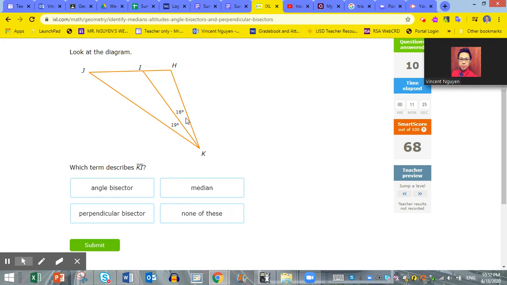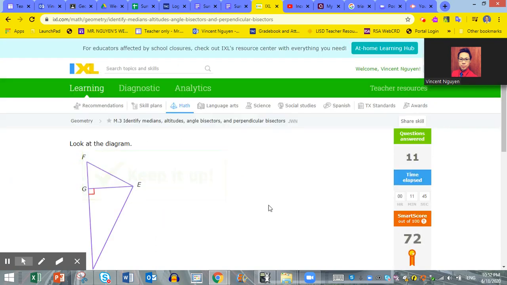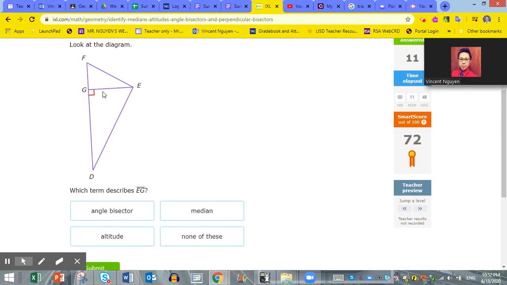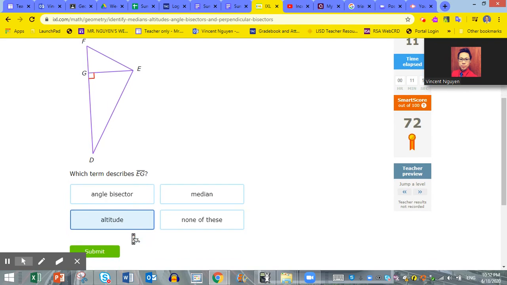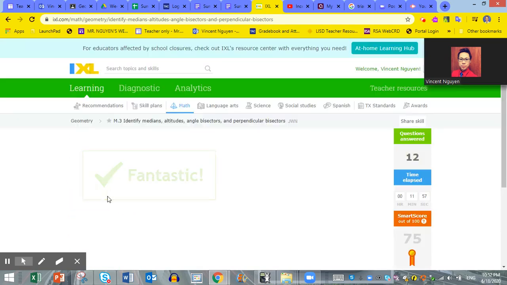KI. So this angle is 16, this angle is 19. So it's not an angle bisector because they're not the same. And we don't have any midpoint because we don't have segments equal to each other. We don't have a right angle. So I'm going to say this is none of the above. All right, none of these. So submit. Okay, this one we do have a right angle, and that's all we have, which makes this the altitude. Altitude. Submit.